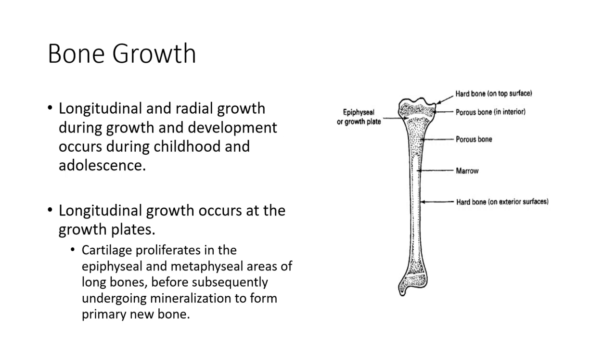Now, bone growth. Probably a better phrase is that we've got multiple different types of bone adaptations. Bone growth is one that occurs during adolescence and childhood, where we have either longitudinal or radial growth along the epiphyseal and metaphyseal areas, where again we have that cartilage, which eventually mineralizes and forms new bone. This is not something that occurs long term, but it's worth mentioning that this is part of the processes of bone.